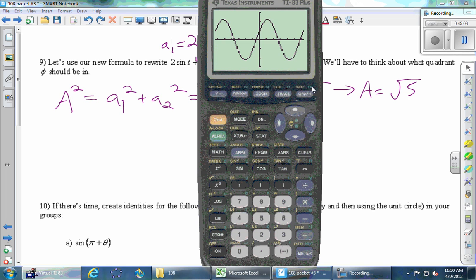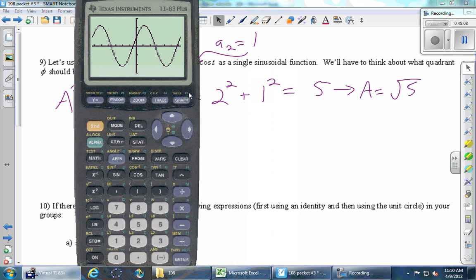Remember I asked you how tall this thing got? You guys said 2 point something. How tall is it exactly? It is the square root of 5. That's how tall it is. And the last piece of this puzzle, which I'll end here, is that we need to know the phase shift, right? Looks like this guy has been shifted a little bit.